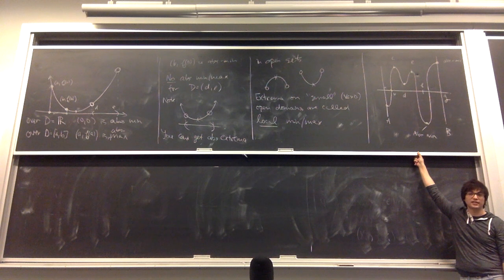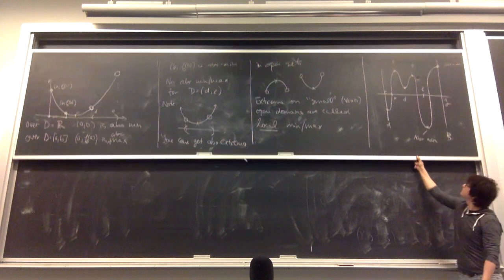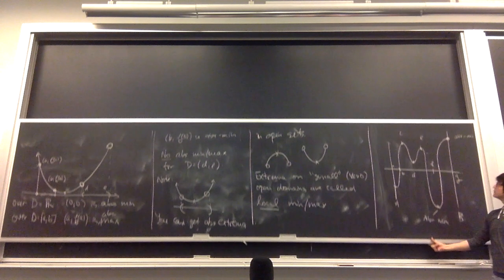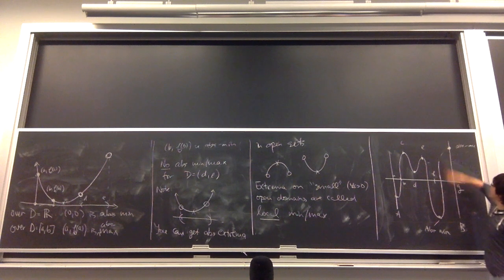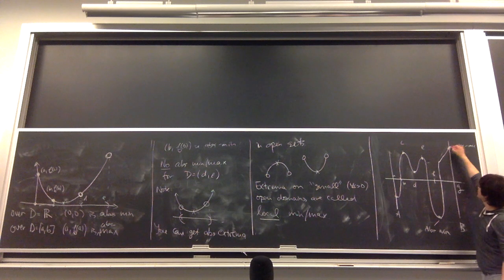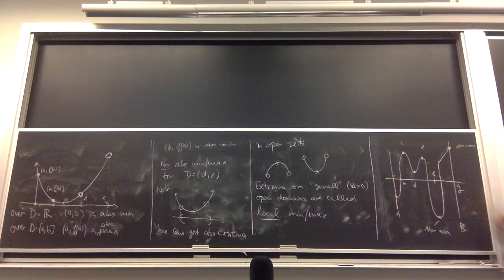If you close the interval, then it's true. No, if you close the interval, it's not true. Instead of doing this, I could have made some weird, not differentiable function. So this technically isn't a local maximum. It doesn't have that open behavior around it. If you're on an endpoint, all bets are off.